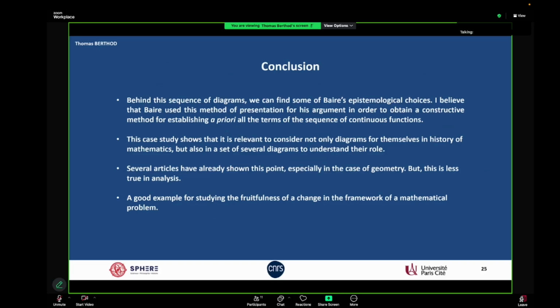So you have things like that, and some authors testify of the fruitfulness of a change in the framework for the case of algebra. I have in mind an article of Jessica Carter in the case of combinatorics, but also an article of Tappenden for the case of Riemannian geometry that point this out. But here, I think it's a good example in the case of analysis, which is really less studied than some examples in algebra, topology, or geometry. Thank you.